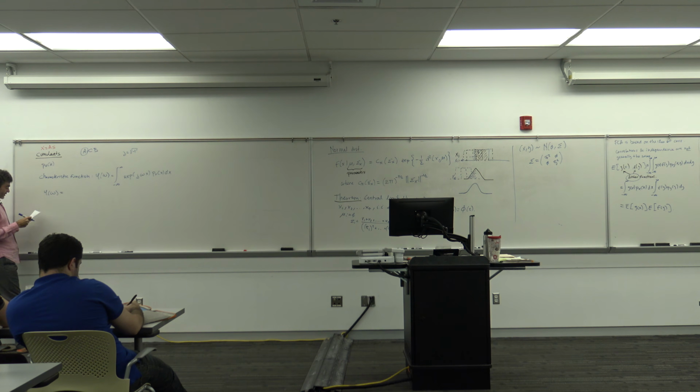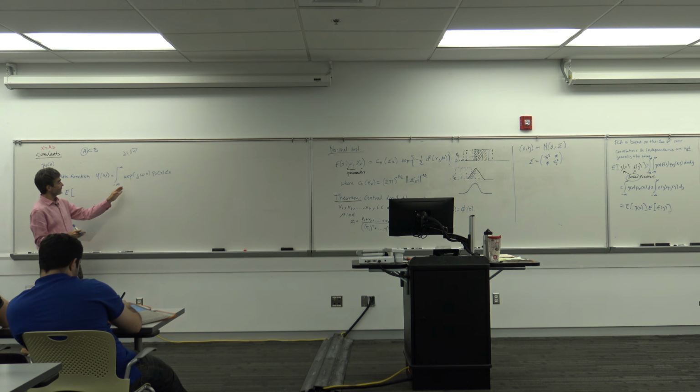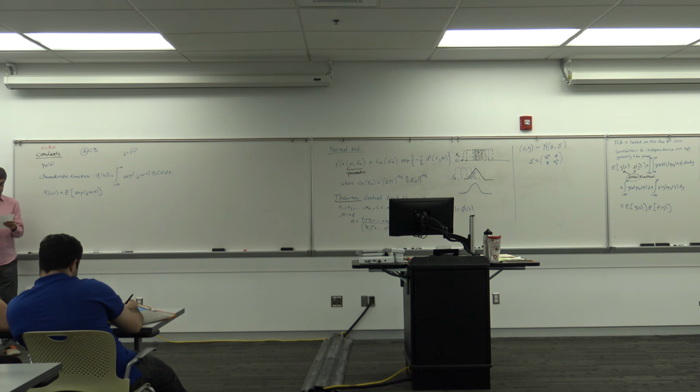This characteristic function is equal to the expected value of... anyone? The expected value of this part, right? Yeah? Okay, so the expected value of the exponential of j omega x. Excellent. Now we're going to take the Taylor expansion of this to be able to work with that.